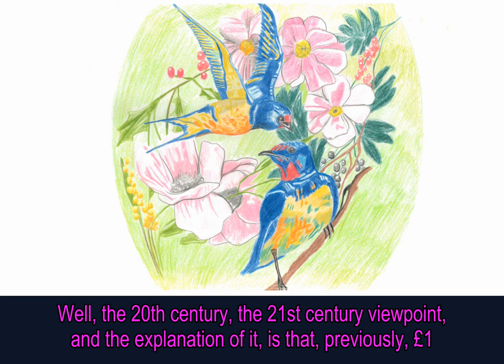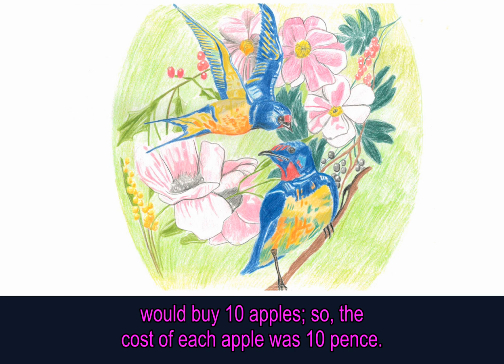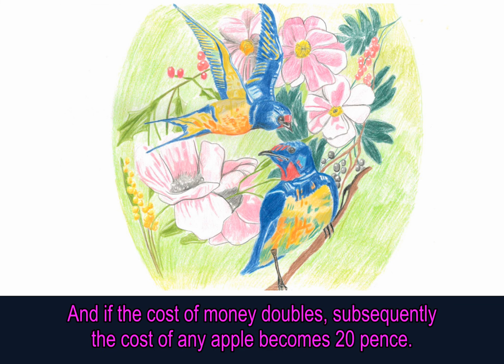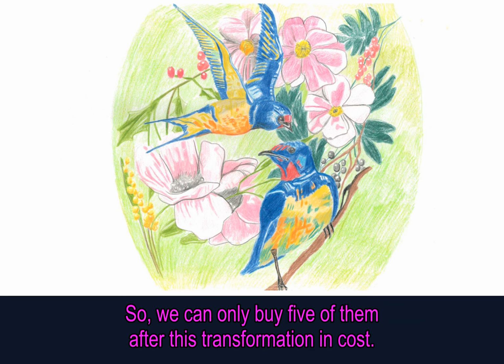Well, the 20th century, the 21st century viewpoint, and the explanation of it, is that previously £1 would buy 10 apples, so the cost of each apple was 10 pence, and if the cost of money doubles, subsequently the cost of any apple becomes 20 pence, so we can only buy 5 of them after this transformation in cost.